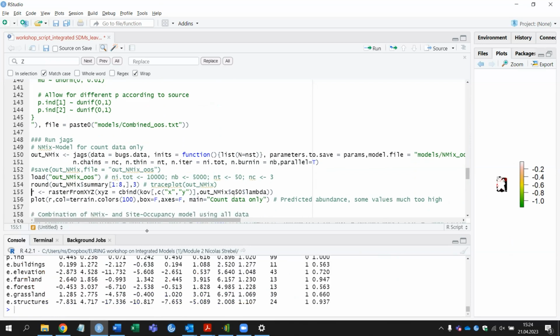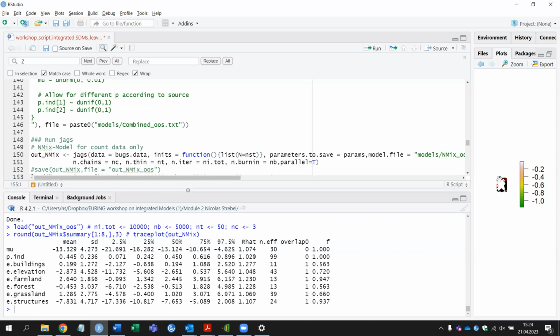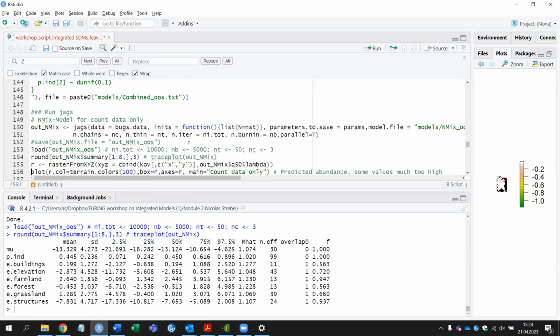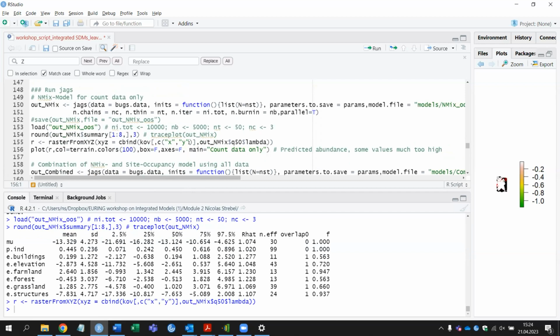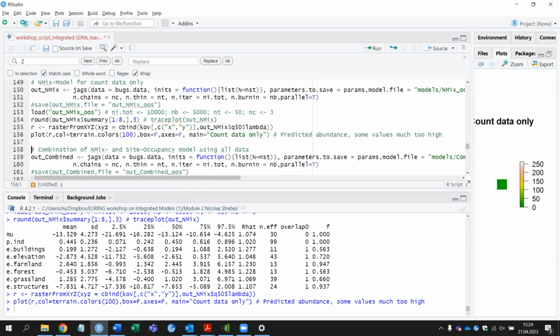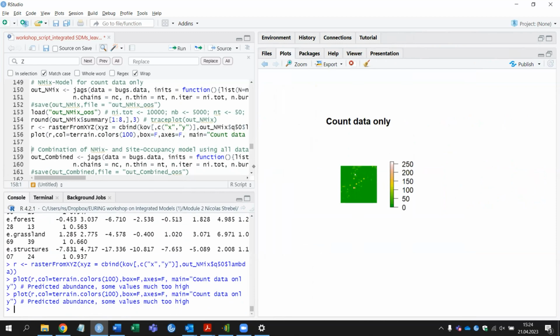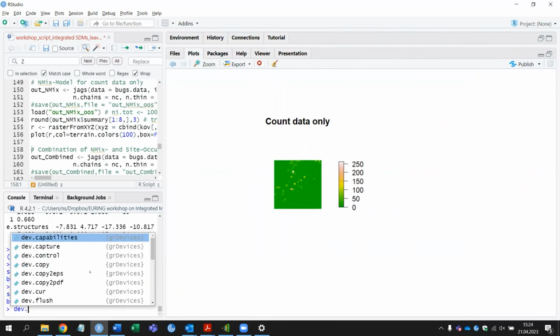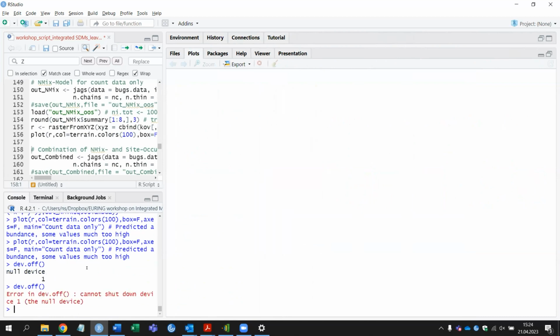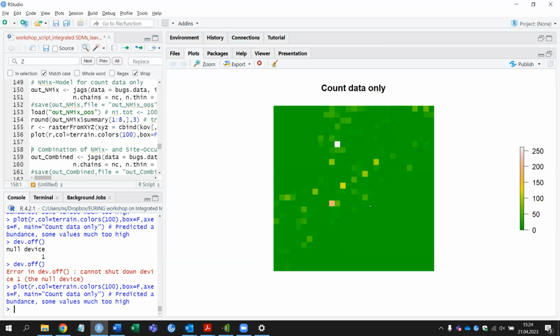So we can have a look at the results. R hat is not too good. We could run it a bit longer, but it's also not extremely bad. So we plot the results, and what I plotted now is the estimated abundance per square kilometer, and these values are certainly too high. The species is never that abundant.